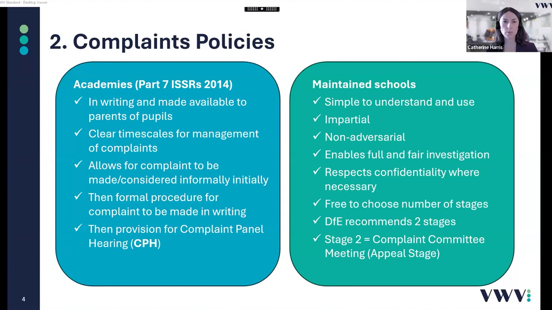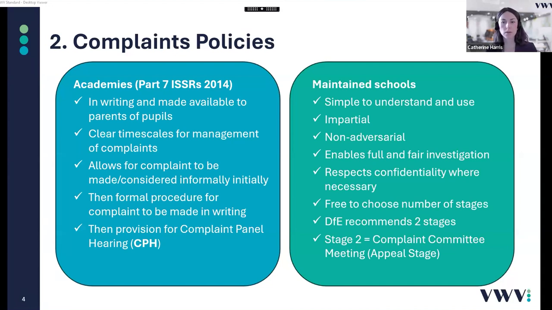So first of all, there should be an informal stage, and that allows for the complainant to raise the complaint in person, in writing, or via a phone call with the appropriate person to resolve their complaint. And generally, at an informal stage, that would involve a meeting with the parent. Then it must have provision for a formal stage, and that allows for the complaint to be made in writing. And then it must also allow for the provision of a complaint panel hearing.